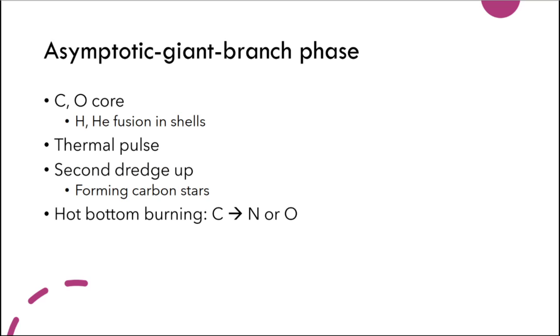And then we move on to the asymptotic giant branch phase, where this is basically after the consumption of the helium core. So it forms a carbon and oxygen core instead, and the hydrogen and helium fusion is in shells around the core. And at this point in its life, hydrogen fusion produces more energy than helium. But because of this, there's obviously more helium being produced in the outer shells, and this causes a thermal pulse, which is when the helium from the outer shells is dropped into the core because of gravity.